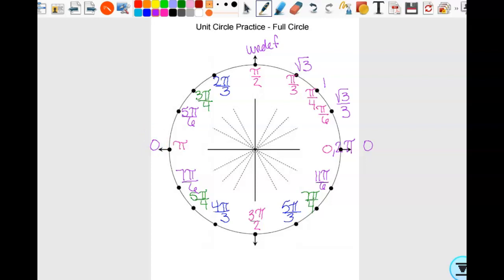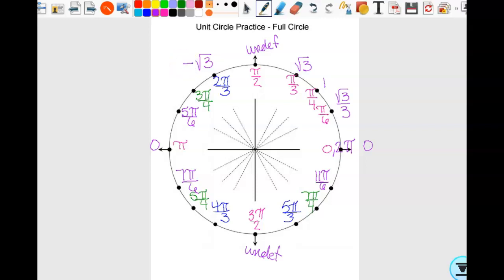What do you think about 3 pi halves? Still undefined, right? What do you think about 2 pi thirds? What would the value be without worrying about if it's positive or negative? It would be the square root of 3. All the pi thirds are all going to have a square root of 3 on them. In the second quadrant, is tangent positive or negative? Negative, because it's only sine, right?